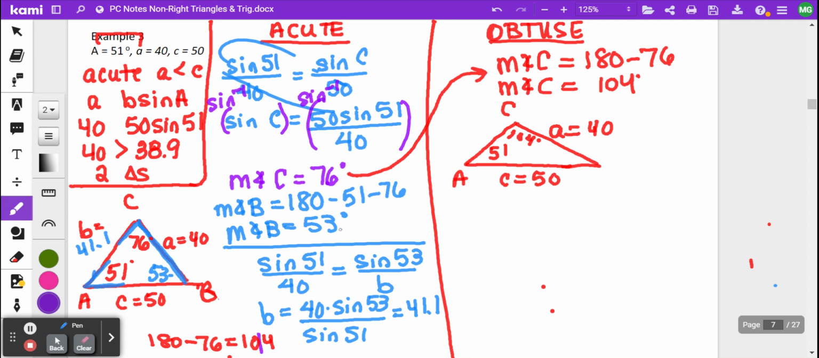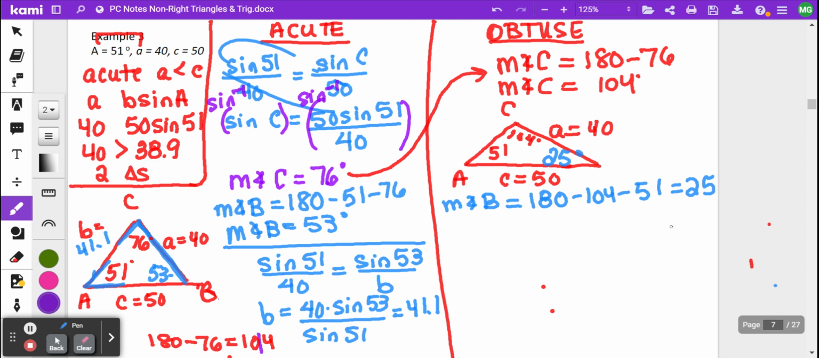Now we go ahead and do the same thing with the obtuse case. It actually follows the same steps. We have to calculate the measure of angle B. In this case, it would be 180 minus 104 minus 51. So the measure of angle B is 25 degrees. You can clearly see we're dealing with a different triangle because of how those sides fell.